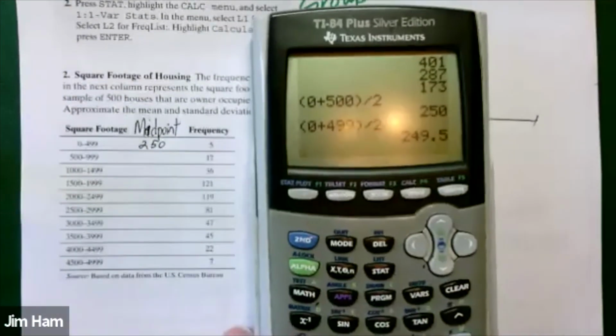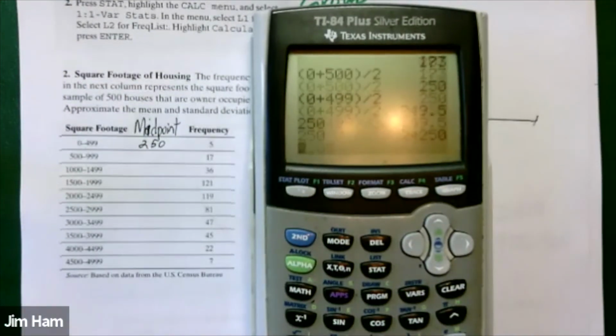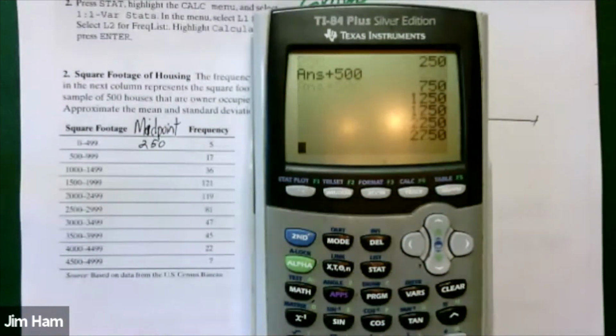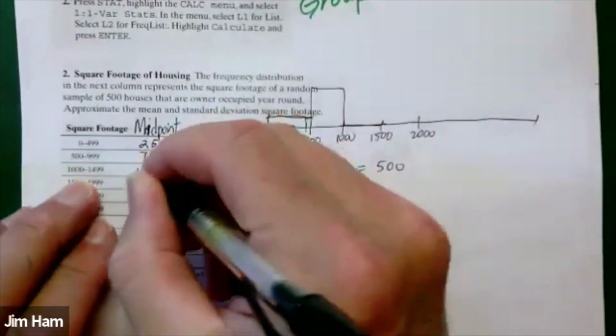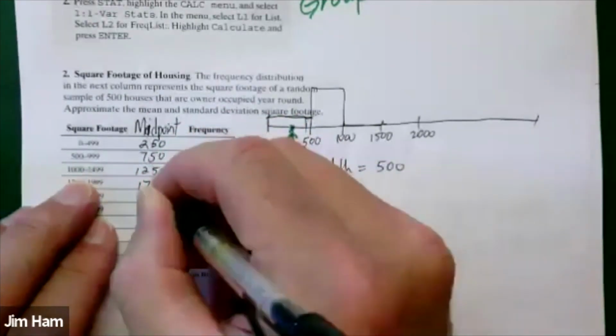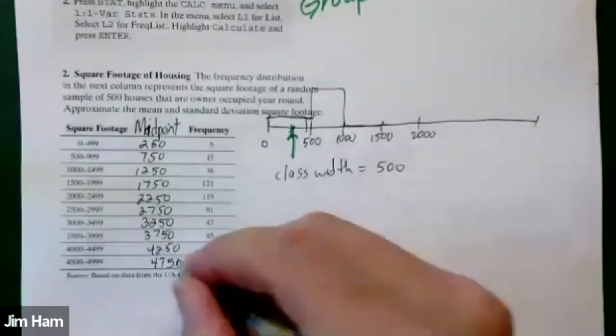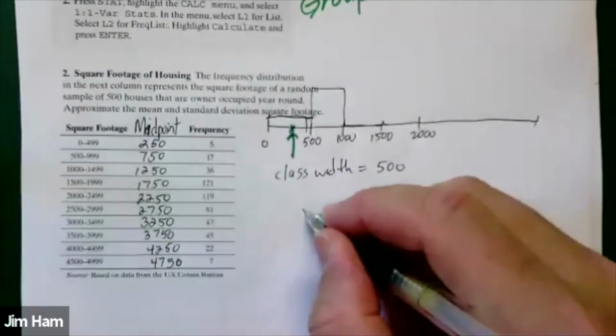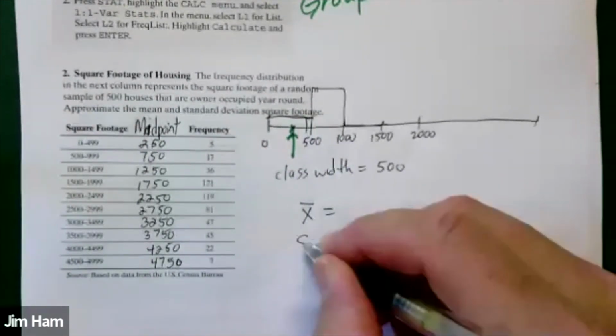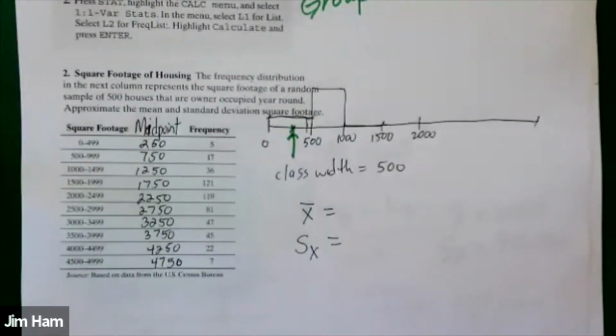And if the numbers were a little bit harder, you couldn't do it in your head, but you can always use your calculator. So 750, 1250, 1750, and so on. And there they are. What we're after is the mean and the standard deviation. Let me just tell you how we're going to calculate the mean.